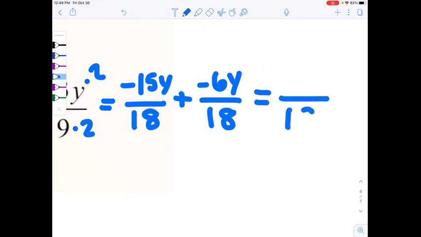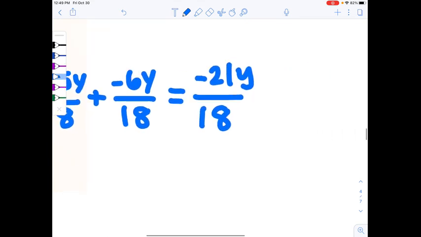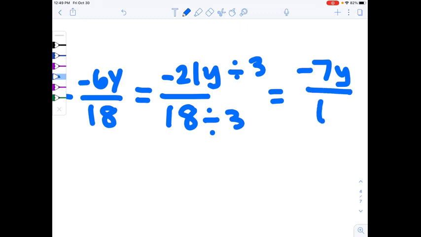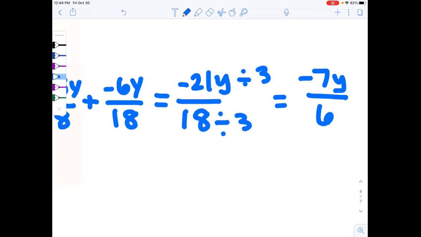And now I can keep the denominator and add negative 15y plus negative 6y. They have the same sign, so I add and keep. I get negative 21y. And then I'm just going to simplify this by dividing both numerator and denominator by 3. And I'm left with negative 7y over 6.